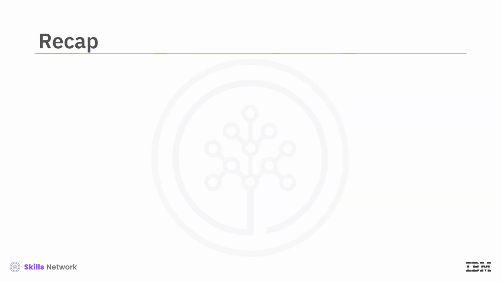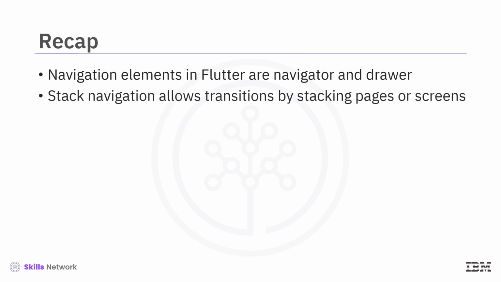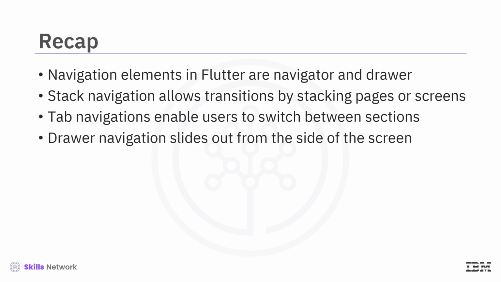In this video, you learned that navigation in Flutter makes building elements easier with Navigator, a widget that manages a stack of pages, and Drawer, which is a slide-in menu. Stack navigation is a navigation type that allows transitions between pages or screens by stacking new ones on top of the existing ones. Tab navigation enables users to switch between different sections or views swiftly without losing their current content. Drawer navigation has a concealed panel that slides out from the side of the screen, displaying a menu with navigation options.